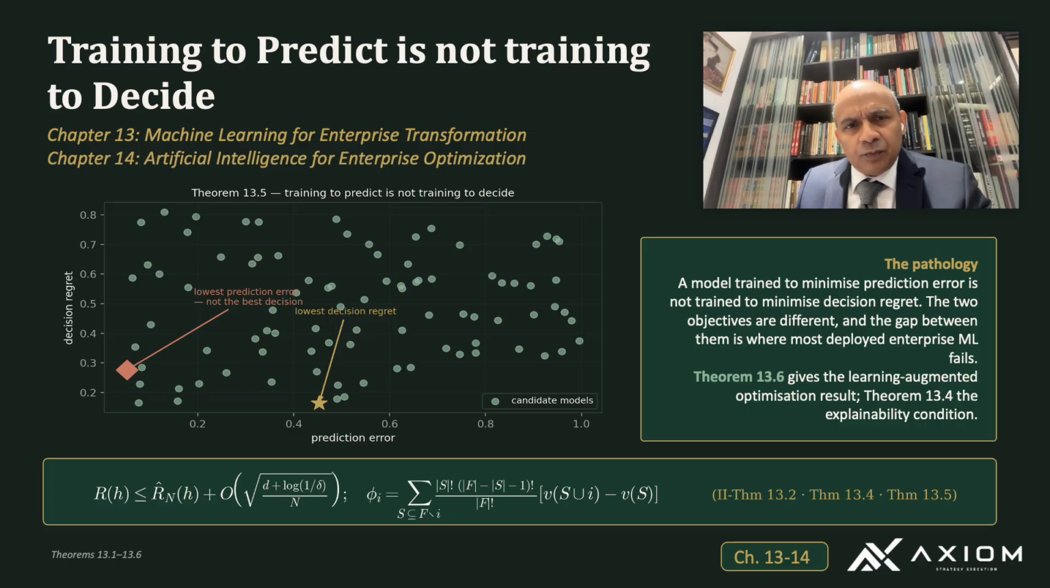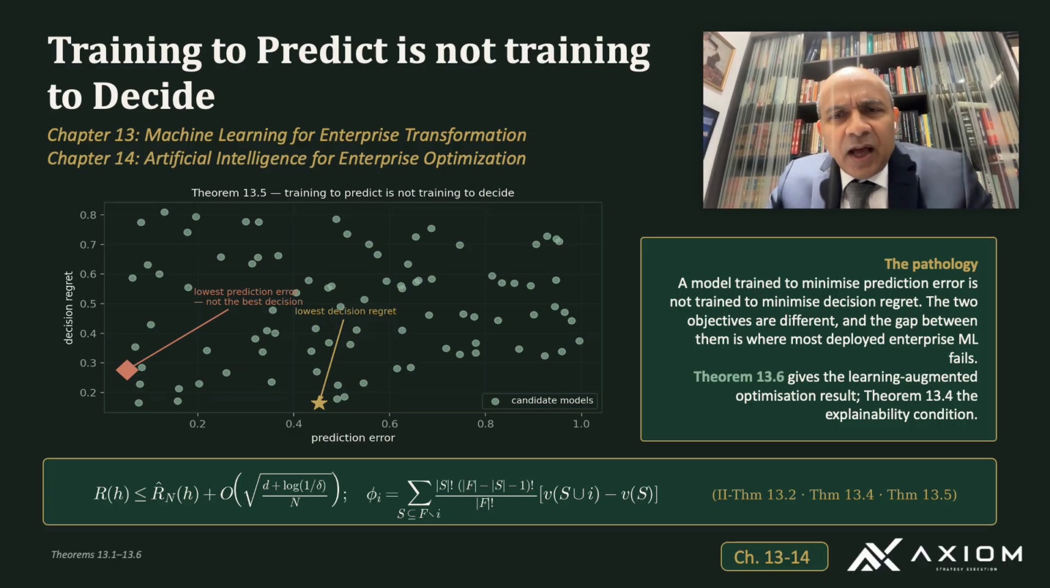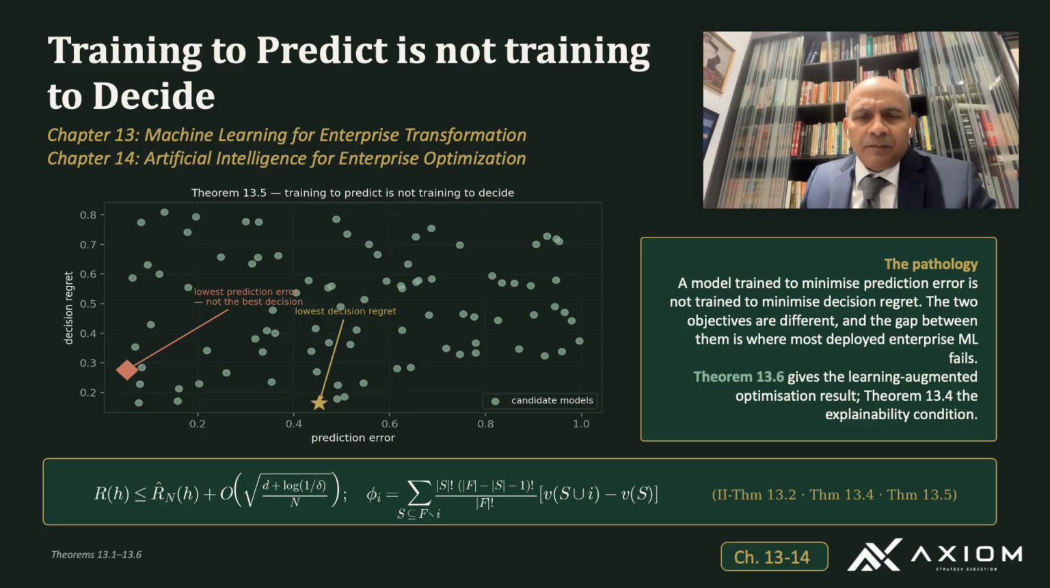Theorem 13.2, Generalization Error Theorem. With high probability, a learned enterprise model's true prediction error is bounded by its observed training error, plus a complexity penalty that shrinks as the sample size grows, thereby quantifying the trade-off between model complexity and generalization.